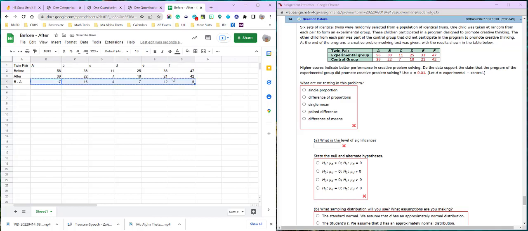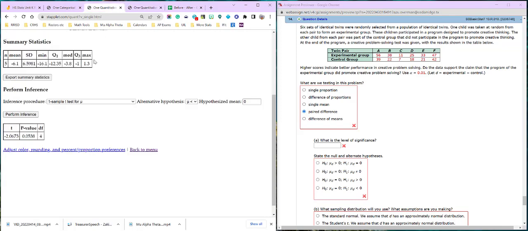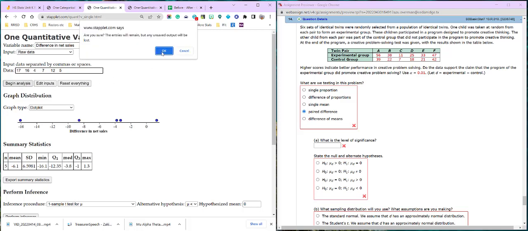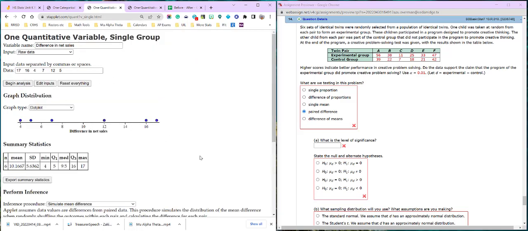So we're doing a paired difference. And we go to one quantitative variable, single group. And this is the one where you paste the data in. Voila, there's all my data. Begin my analysis. That's okay. It's fine. Begin analysis. All right. And what is the level of significance? Oh, they told us 0.01. So they're being very picky on this one.